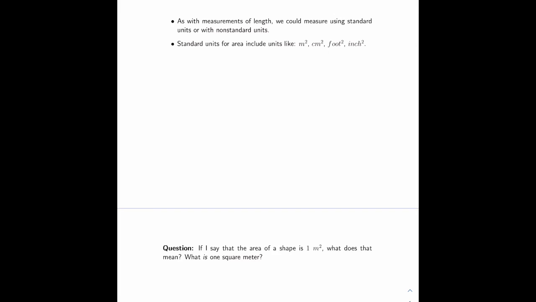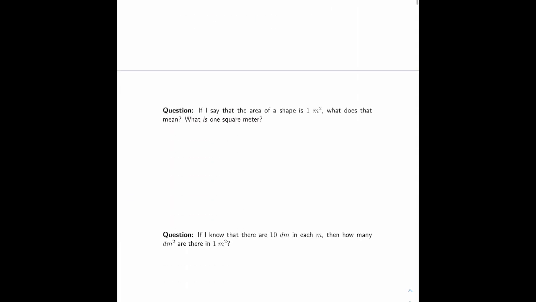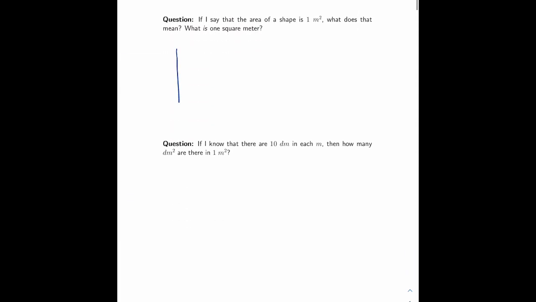So as with other measurements of length, we can have standard or non-standard units. The standard units for area include things like square meters. That's how I would say that, not meters squared. Square centimeters, square feet, square inches. A square meter is just a shape. The basic idea is a shape that is 1 meter along each side of a square, or any equivalent amount of area that's covered.